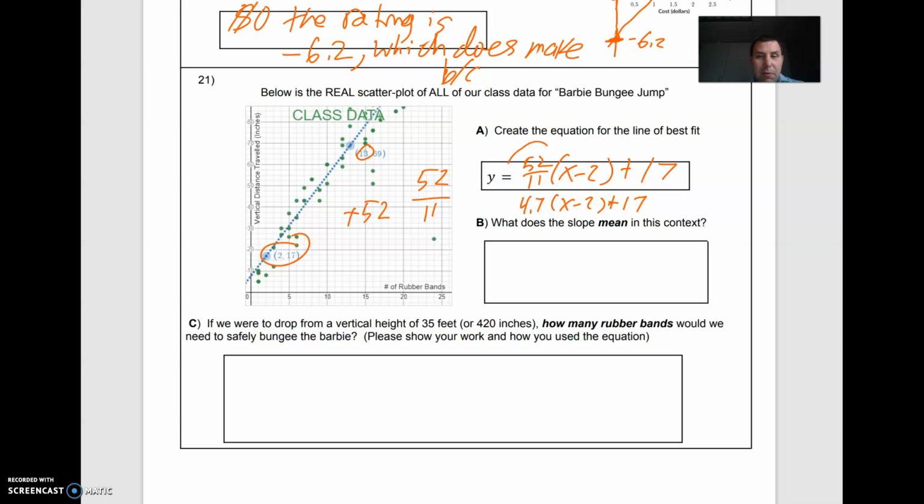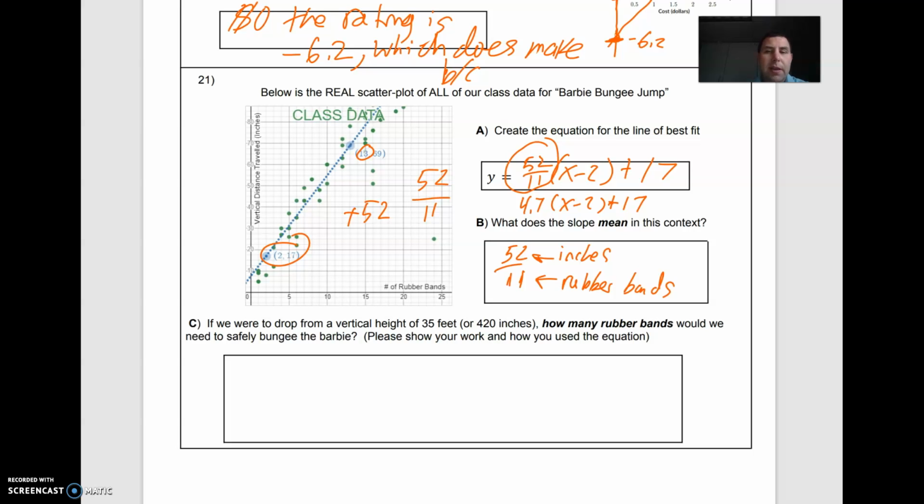So you can interpret it two different ways. If you interpreted the slope of 52 over 11, that would mean for every 11 rubber bands, because again, x is on the bottom, the vertical distance traveled is going to be 52 inches. So this is inches, and this is rubber bands. So if you said that, that would be acceptable.